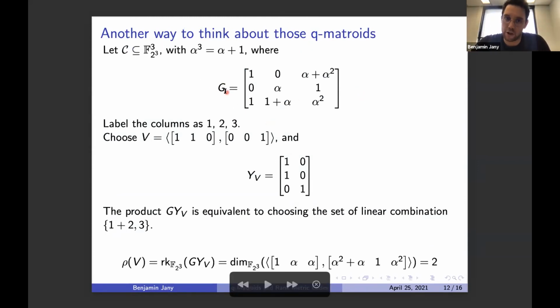We have this matrix G that generates our code. This G lives in, the entries are in F_2 cubed. Select a subspace V in F_2 to the 3, say this one, with a generating matrix, and we see that the rank of V will just be the rank of G times Y sub V, which if you do the computation will be equal to 2.